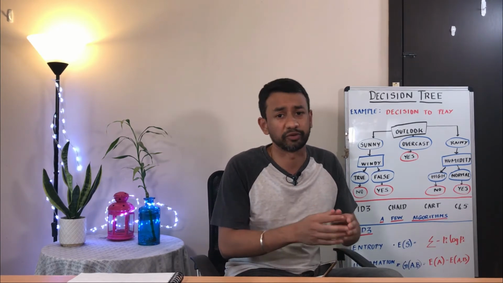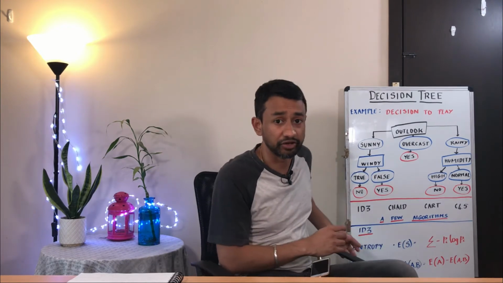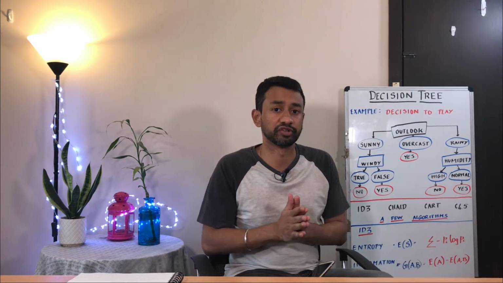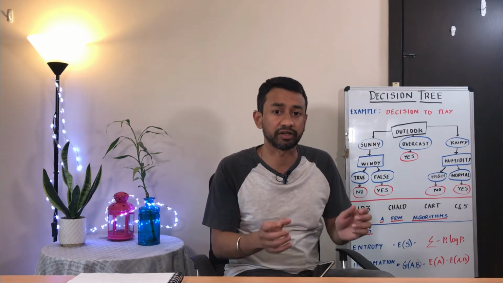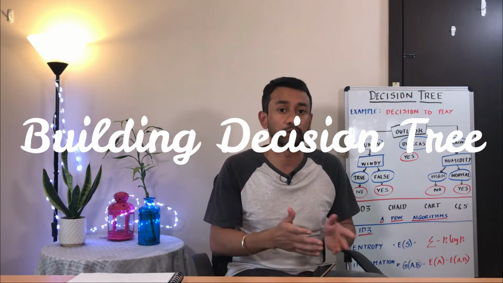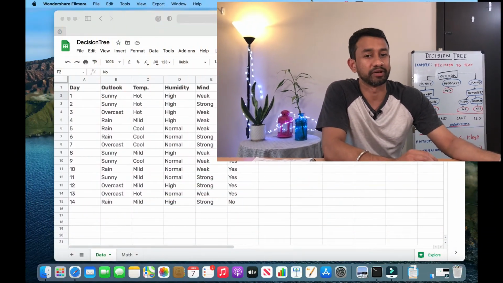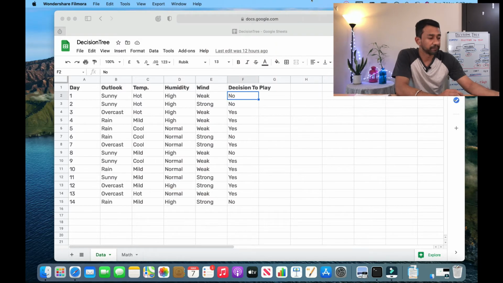So what we are going to do now is see in detail about the ID3 algorithm, where we use entropy and information gain to build the decision tree. Let's get into the example and see how it works. Let's see how to build a decision tree using the sample data. As you see on my screen, this is a sample data which we are going to use.